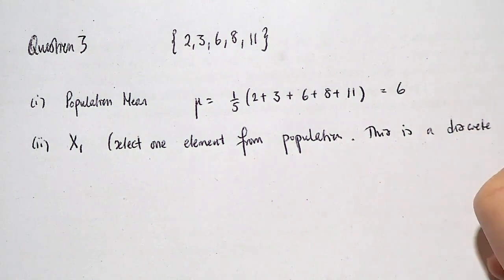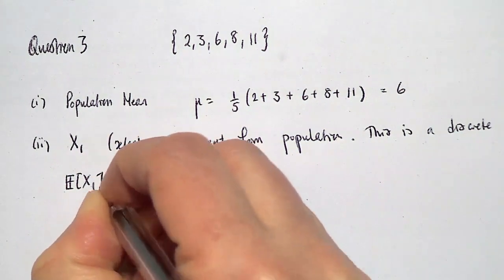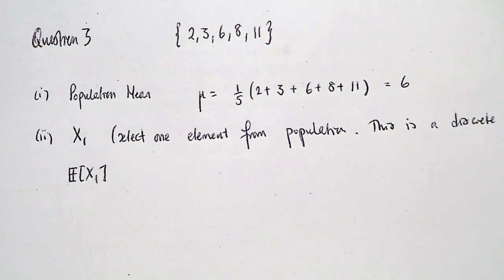It's a discrete random variable. So the expectation of x1, what do I expect that to be? Well, exactly the population mean, because I've got equal probability of picking each element.